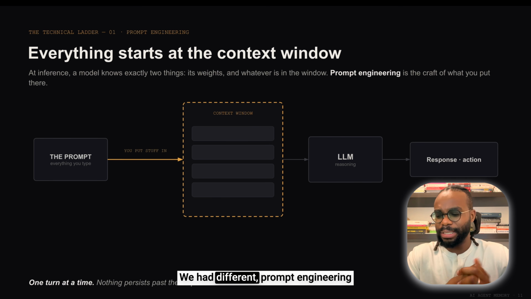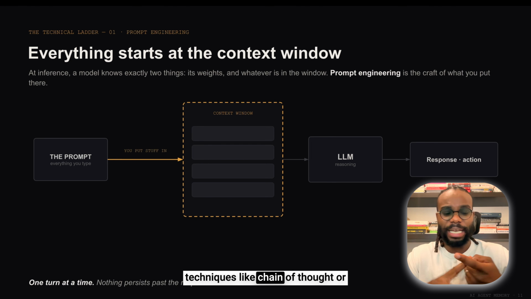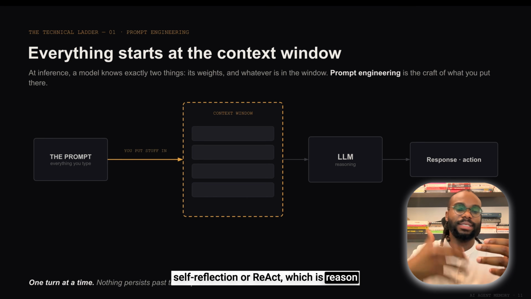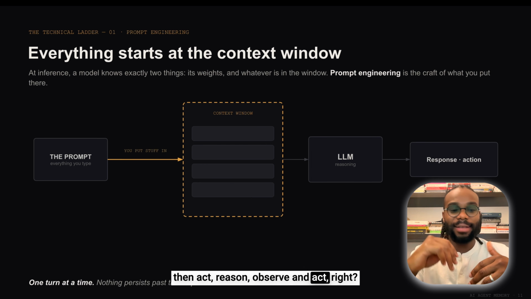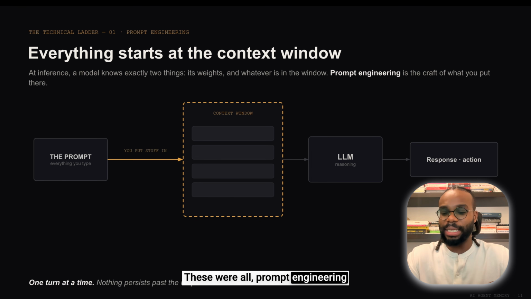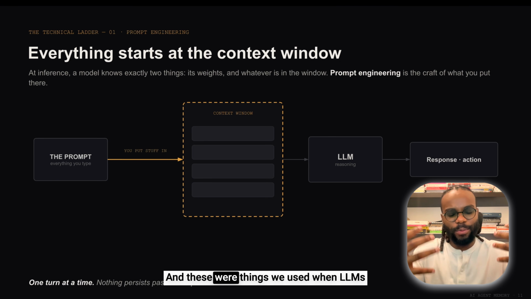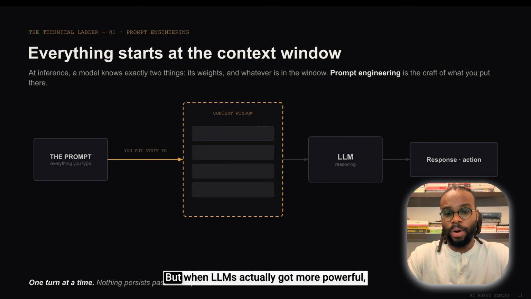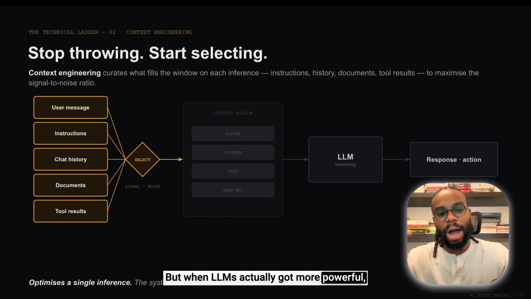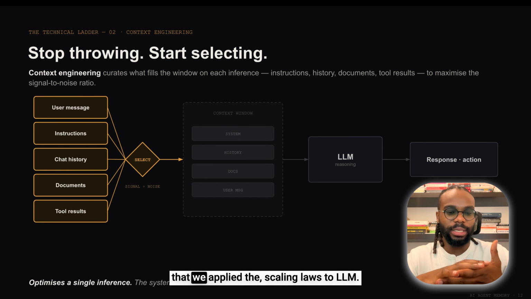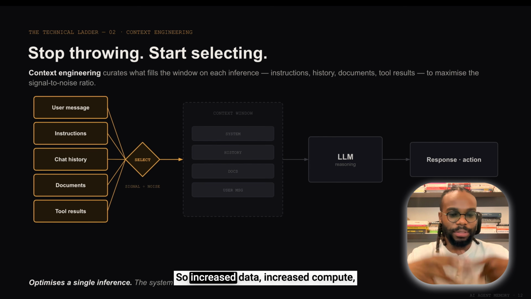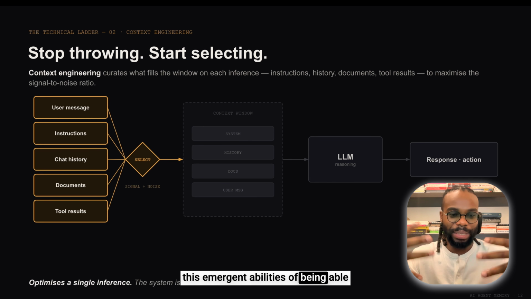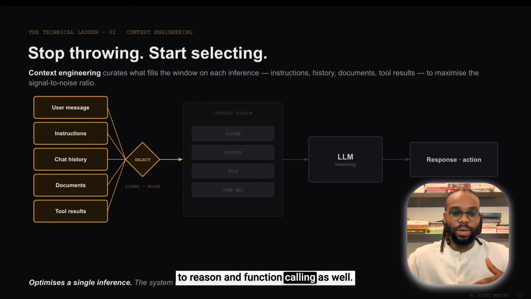We had different prompt engineering techniques like chain of thought, self-reflection, or ReAct, which is reason, act, observe, and act, as well as few-shot examples. These were things we used when LLMs weren't as powerful or as large as they are today. But when LLMs got more powerful, and by powerful I just mean we applied the scaling laws to LLMs, so increased data, compute, and parameters, you get emergent abilities like reasoning and function calling as well.